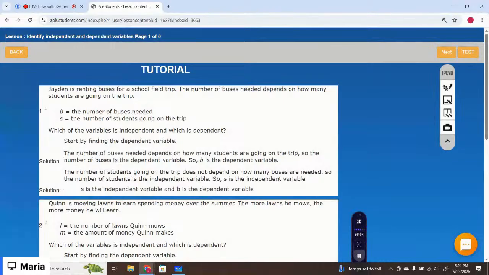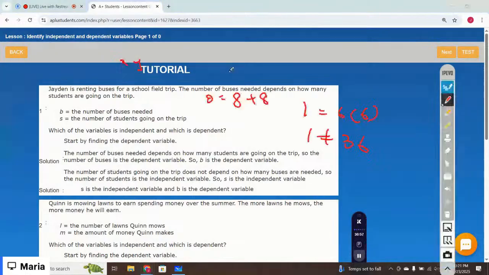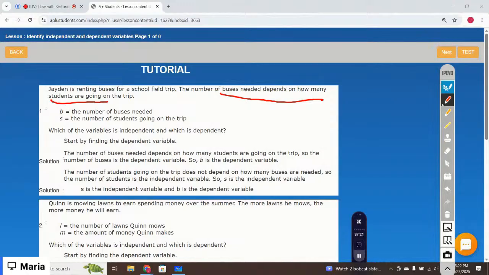You need to read this line again. The number of buses needed depends on how many students are going on the trip. So the buses are dependent on the number of students, right? The buses are the dependent variable and the number of students is the independent variable. The correct option is B is the dependent variable and S is the independent variable. Let's start with the test questions.